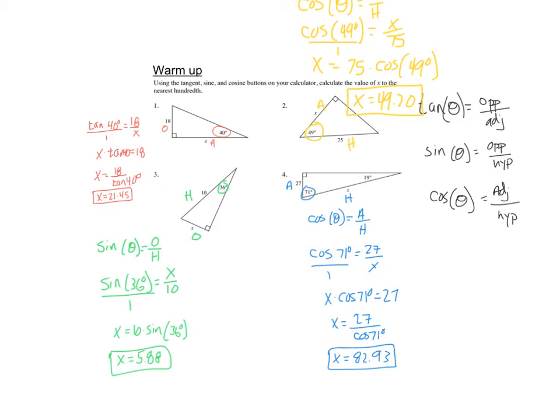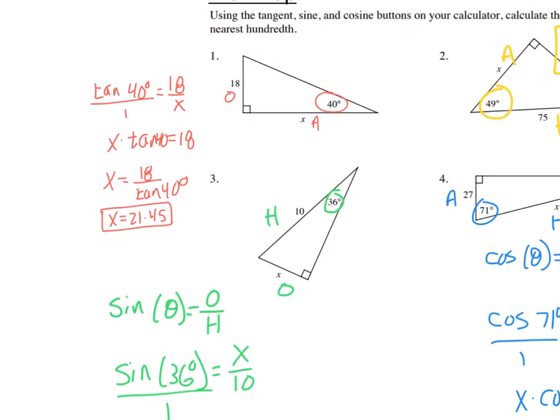Alright, let's take a look and see how you did on the first one, problem number 1 here. Hopefully you were able to recognize that we should use the tangent ratio, because looking from this angle of reference right here, we have the adjacent leg and the opposite leg. And so the tangent ratio is the ratio of the opposite to the adjacent leg. So I set up my fraction, and I cross multiply and solve, and I ended up getting 21.45.